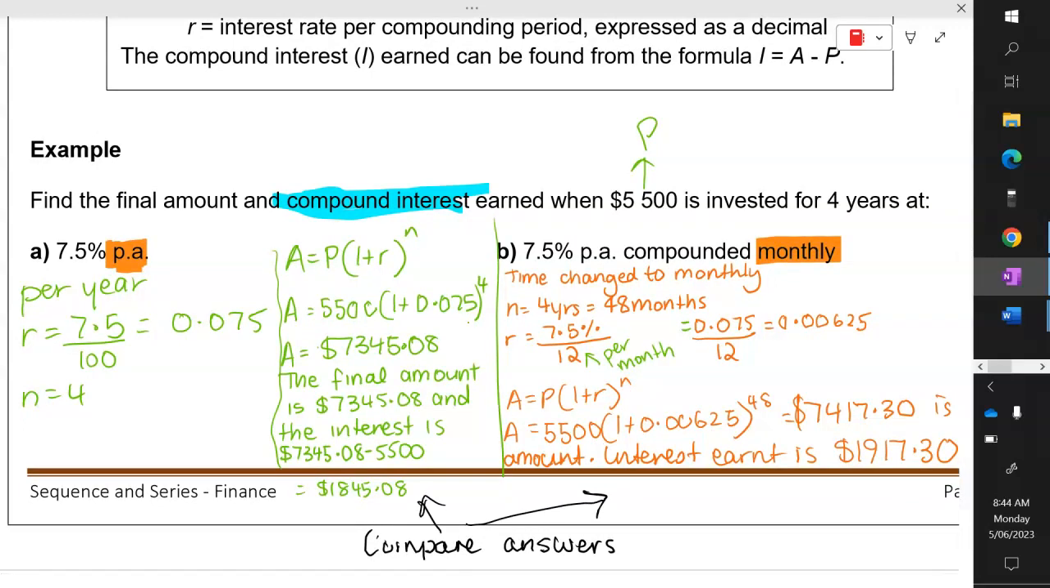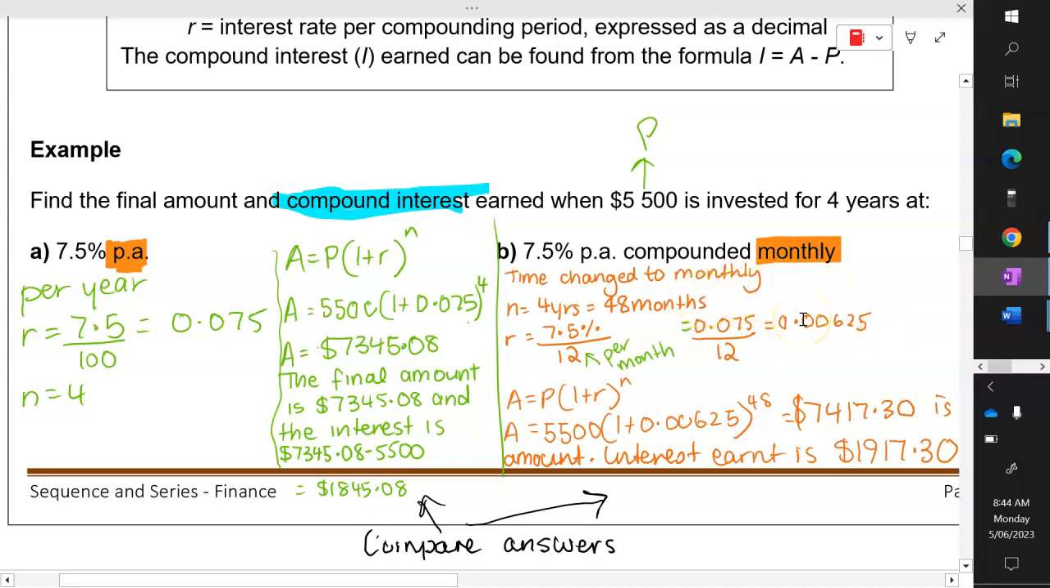Now the difference with part B here is we're going to be looking at our interest compounded monthly as opposed to yearly. So when our interest is monthly, our time period needs to be converted to months as well. So N is 4 years, that in months is 48 months. Our rate is 7.5%, but that's per annum. So I need to divide that by 12 and then divide by 100, and I end up with 0.00625 per month. So these need to be in the same time periods.